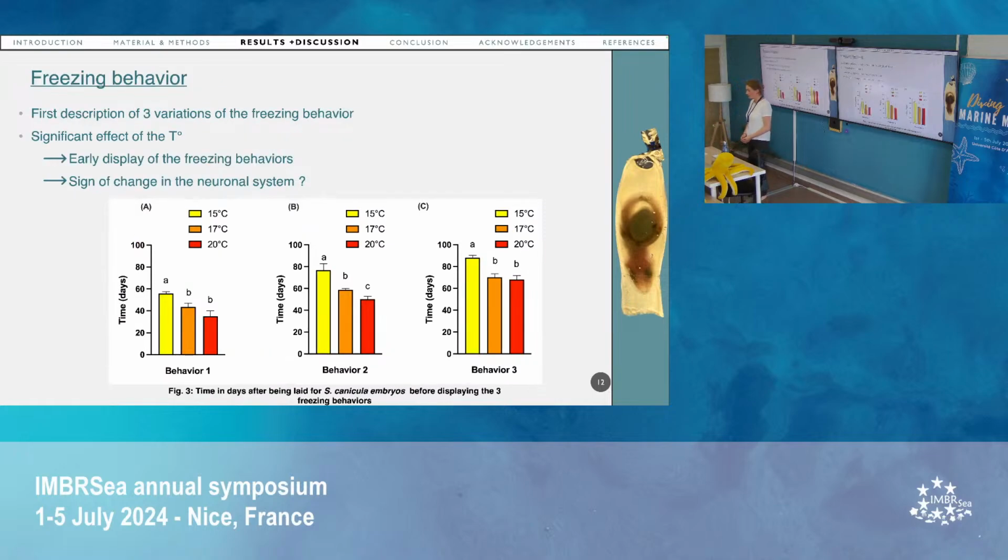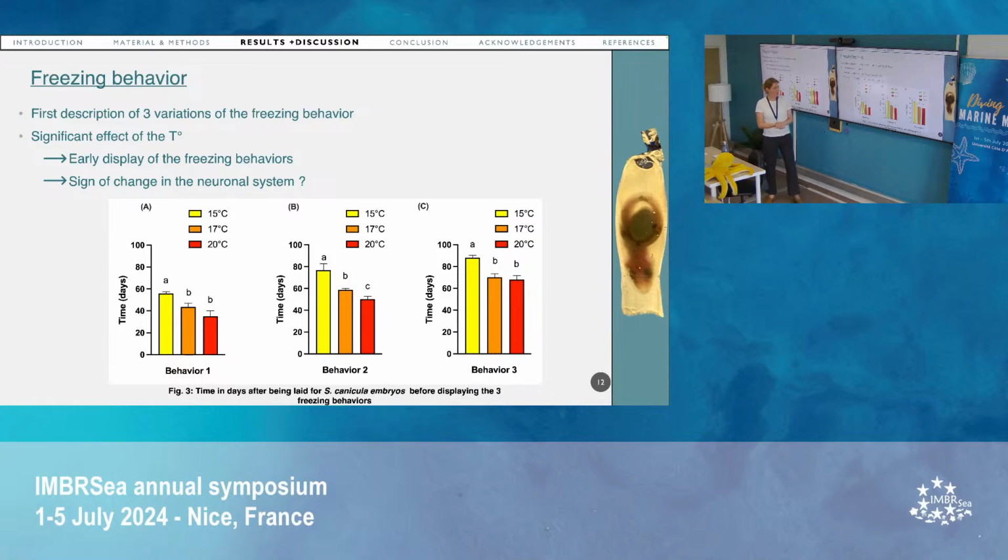And then concerning the freezing behavior, as I said, we're looking at how old they were in days when they started doing the freezing behavior, 0 here being the day they were laid. In this study, it's the first time that we described 3 different variations of the freezing behavior.